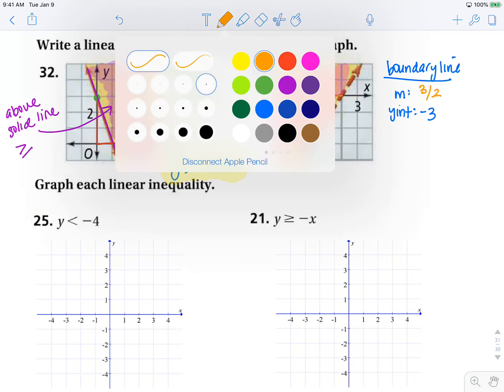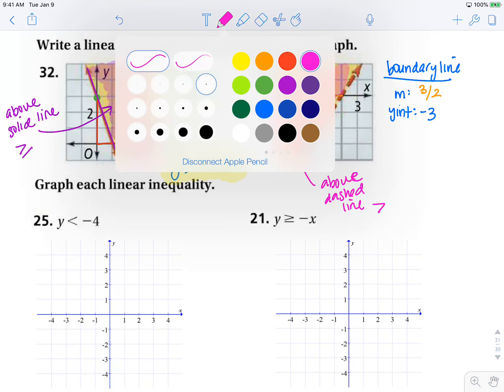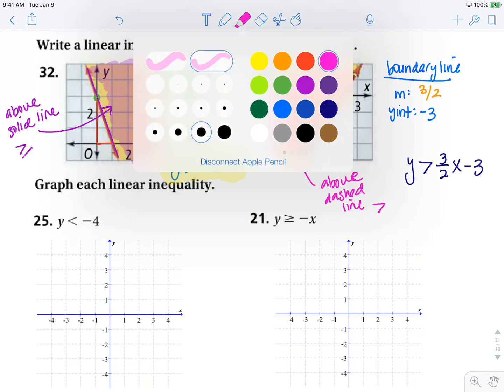And this is shaded above a dashed line. So if I shade above a dashed line, that is just greater than that line. So if I summarize what's happening in this shaded region, we want all y values that are greater than but not equal to our boundary line, which is 3/2x minus 3.